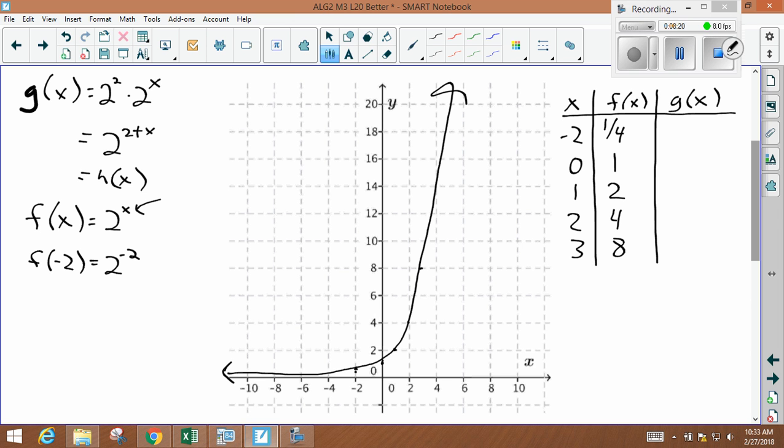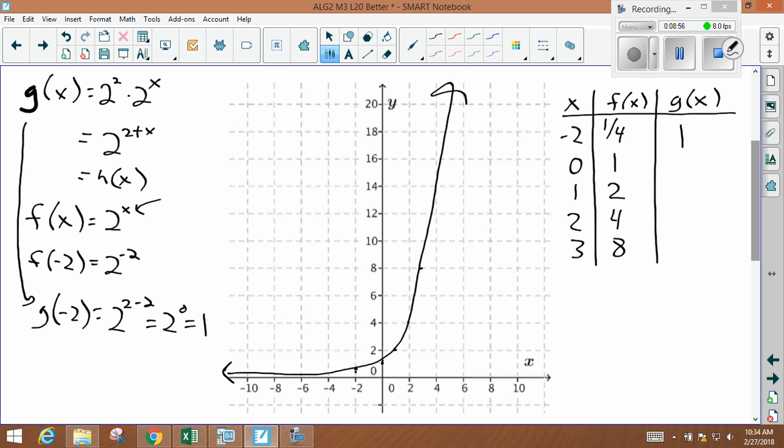All right, let's come up with a table of values for g of x, which is going to be 2 to the 2 plus x. So, when x is -2, g of x is 1, right? Because that becomes 2 to the... So let's bring this down here: g of -2 is equal to 2 to the 2 minus 2, which is 2 to the 0, or 1, right? That's what I'm doing when I'm filling out that table.